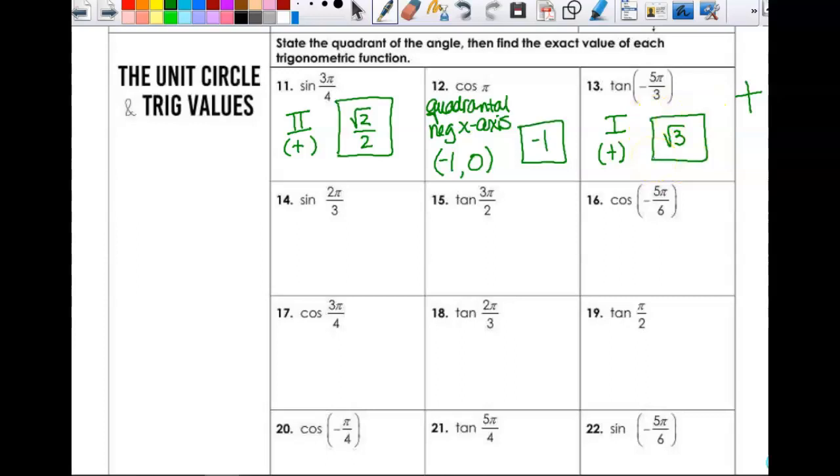Everybody understand the process, right? All right, you do the last ones. The last 9, all by yourself.